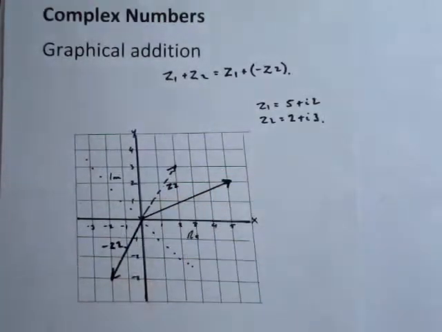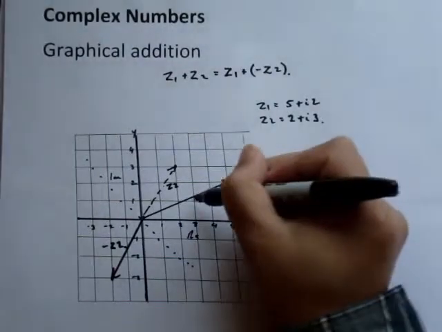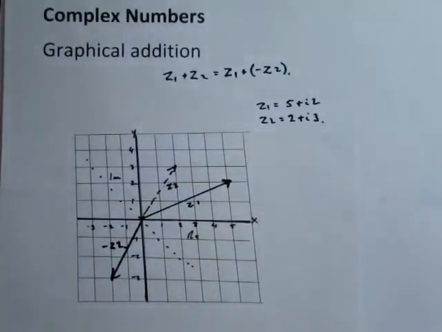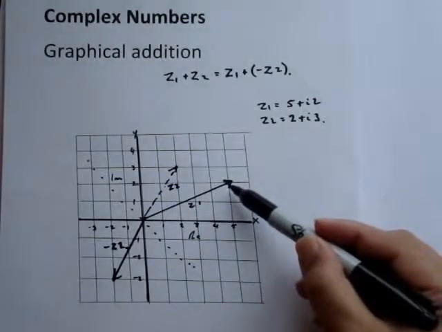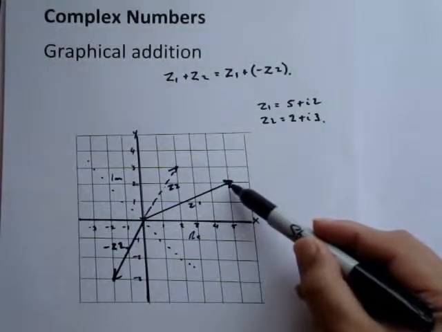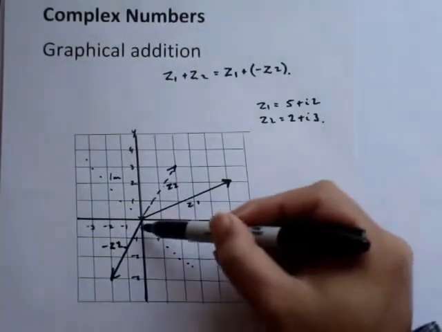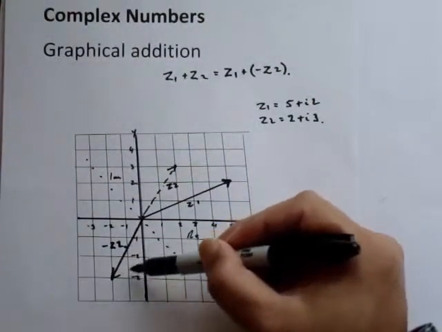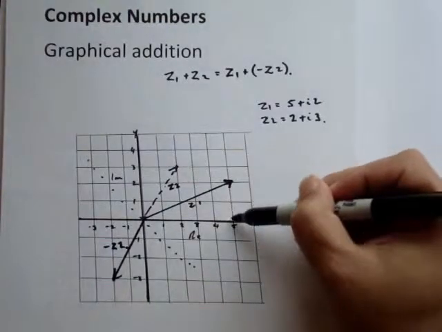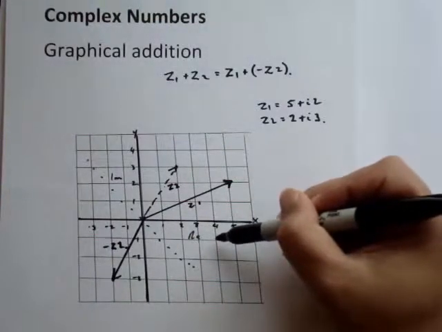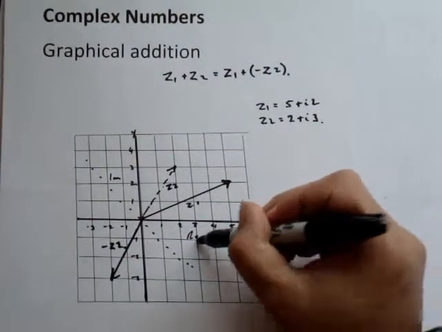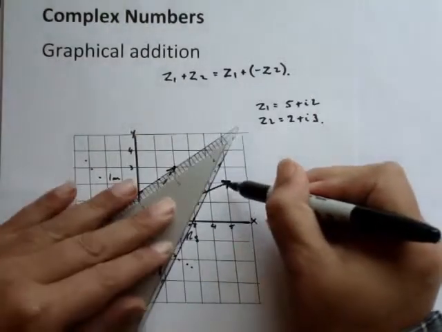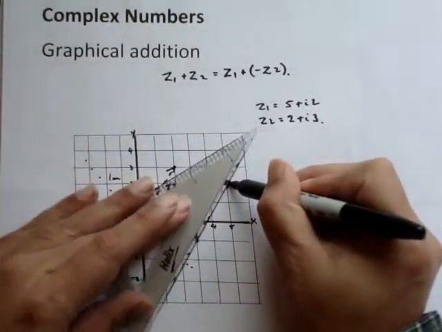And we simply add now our Z1 and Z2. So how do we do that? Well, we need to move the minus Z2 over here to the end of our vector Z1. So if we look, we went down 1, 2, 3 and across 2, so we'll go down 1, 2, 3 and across 2. So that will take us to here. This would give us our vector.